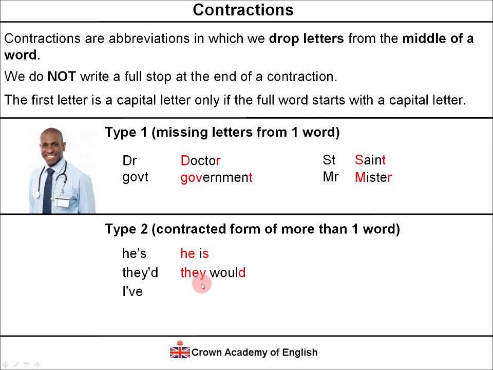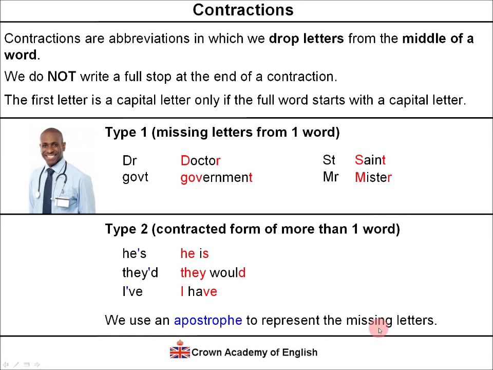So they'd is the contracted form of they would. So we have dropped these letters, and then we have brought these two words together. And this blue thing here is called an apostrophe. And here we have joined together I and have. So we use an apostrophe to represent the missing letters. So we drop some letters in the middle, we join the words together, and we write an apostrophe to represent those dropped letters, those missing letters. And there are many, many type 2 contracted forms.